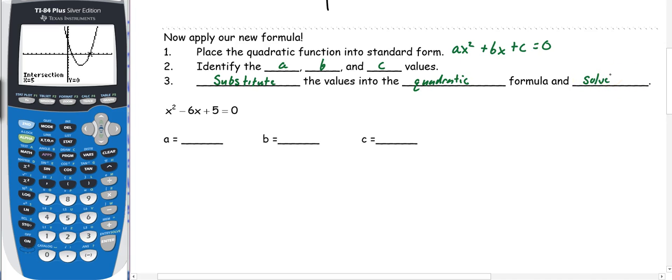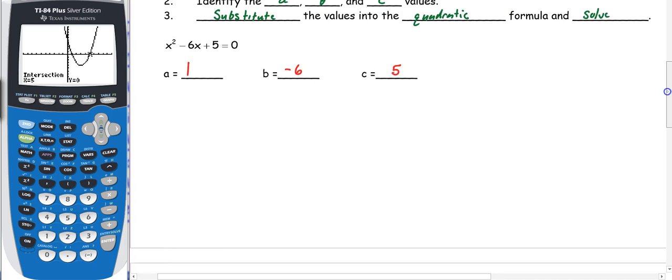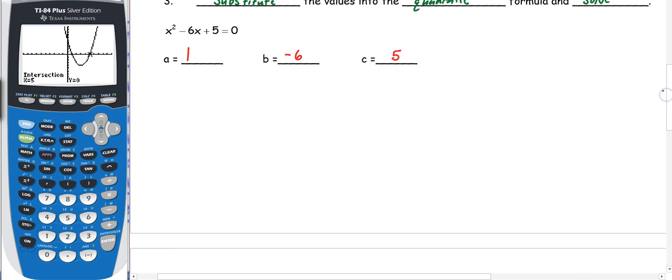So let's look at the example we just did with a calculator, and let's use the quadratic formula. So the number in front of the x squared is a 1 for our a value. In front of the x is negative 6 for the b value. And the constant is 5 for the c value. So we're going to substitute into the quadratic formula.